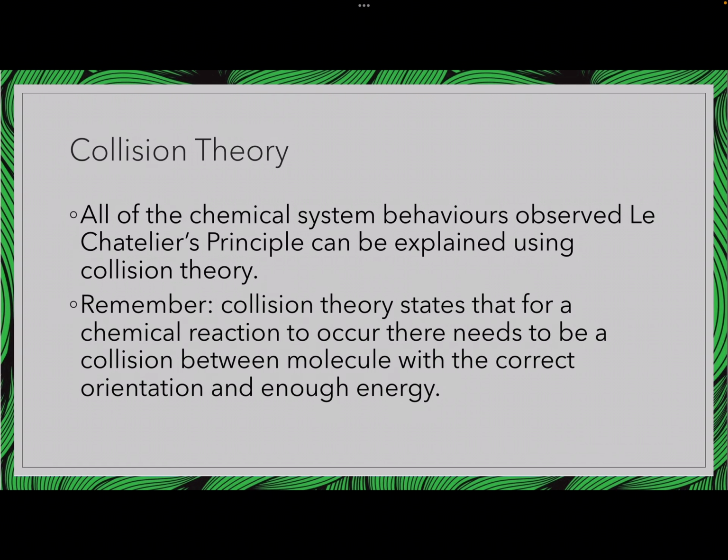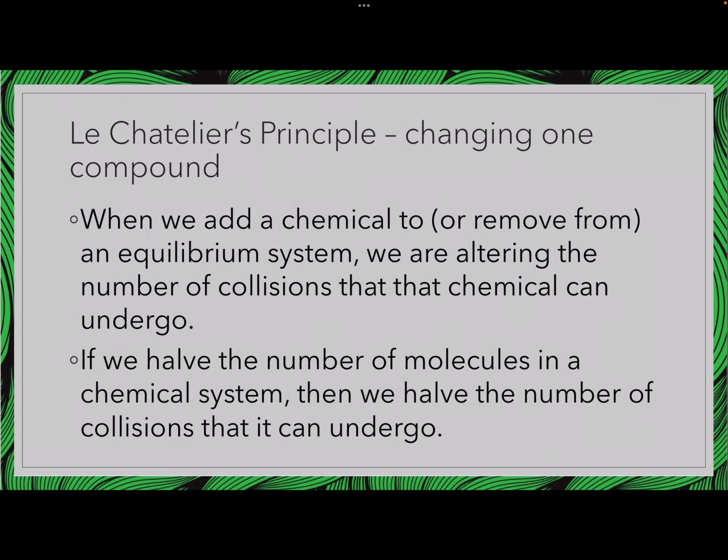Now, remember, collision theory states that for a chemical reaction to occur, there needs to be a collision between molecules with the correct orientation and enough energy. More collisions equals a faster rate of reaction. So what happens when we change one compound? When we add a chemical to or remove a chemical from an equilibrium system, we're altering the number of collisions that chemical can undergo. If we halve the number of molecules in a chemical system, then we halve the number of collisions it can undergo and effectively halve the rate.